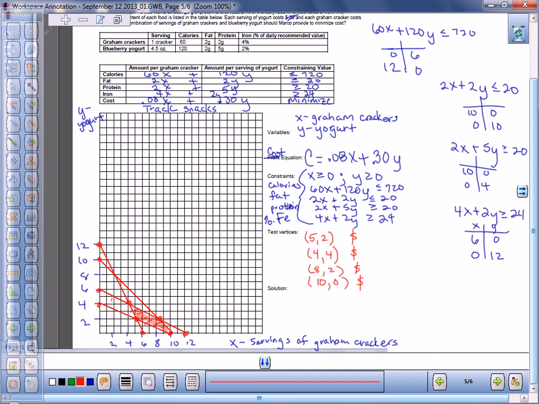Right, you do that? Test the vertices. Straight garbage.